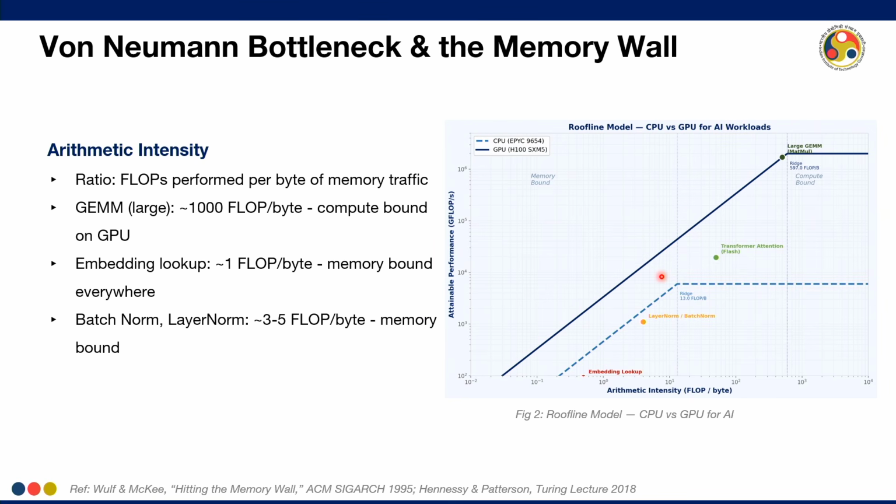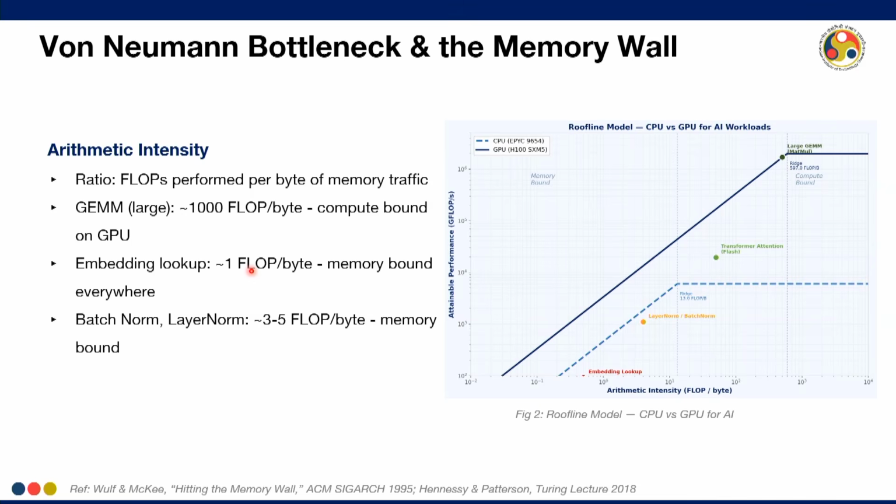Okay. So arithmetic intensity we talked about, this is the ratio of flops to memory traffic. For your large matrix multiplication, it is around, let's say, 1000 flop per byte. That means for every byte that we load from memory, we have to do 1000 flop. So this is basically compute bound on GPU, a compute bound application or kernel for your system. The embedding lookup, on the other hand, has one floating point operation per byte. So you load 1 byte of data and you do one floating point operation. So this is your memory bound, okay.